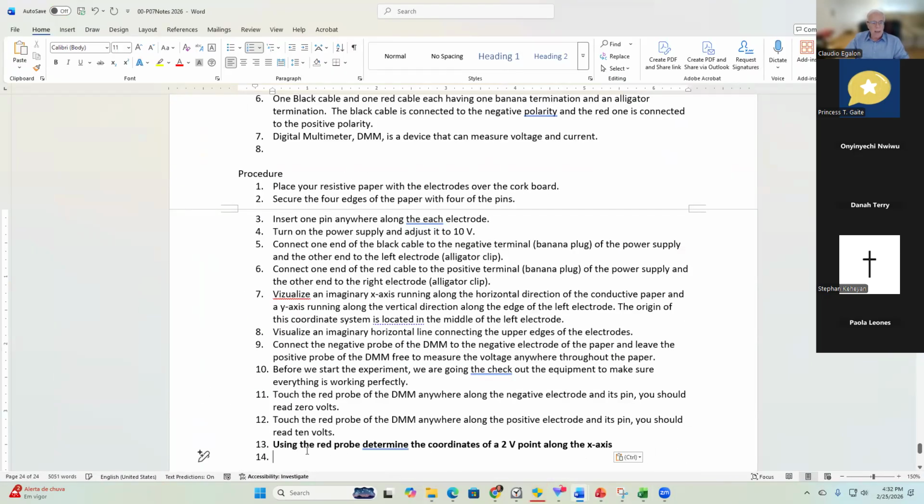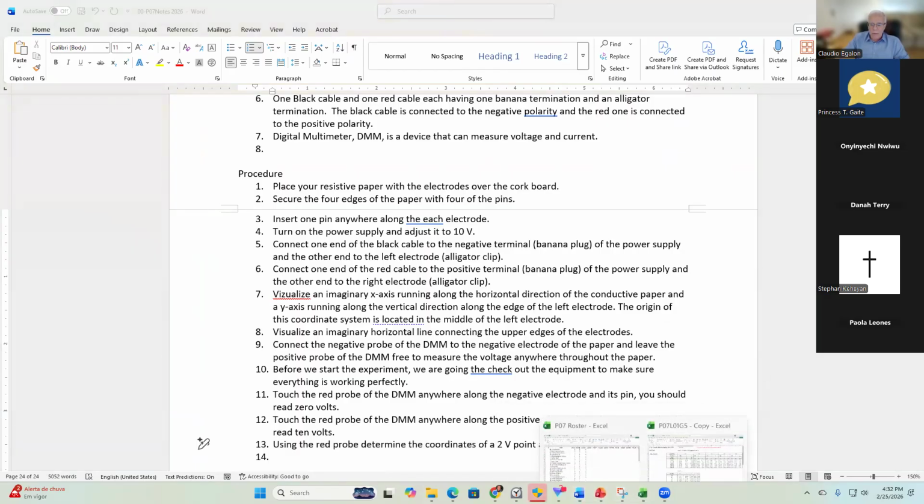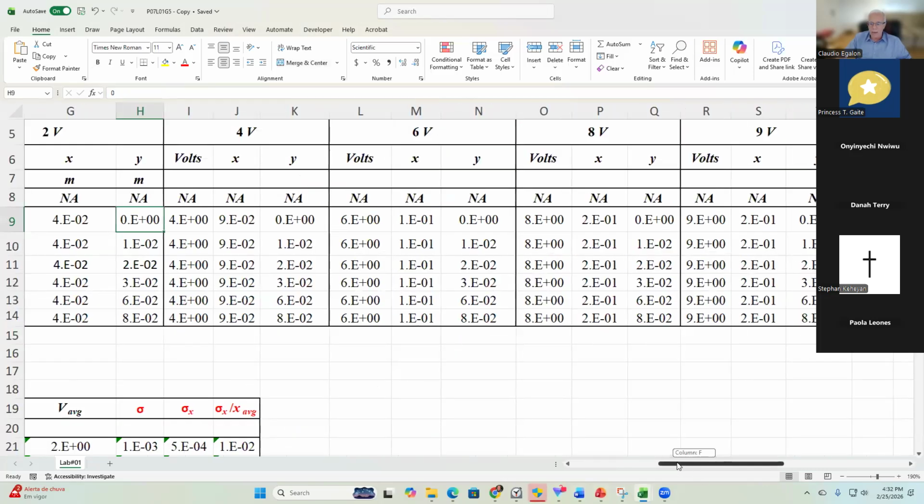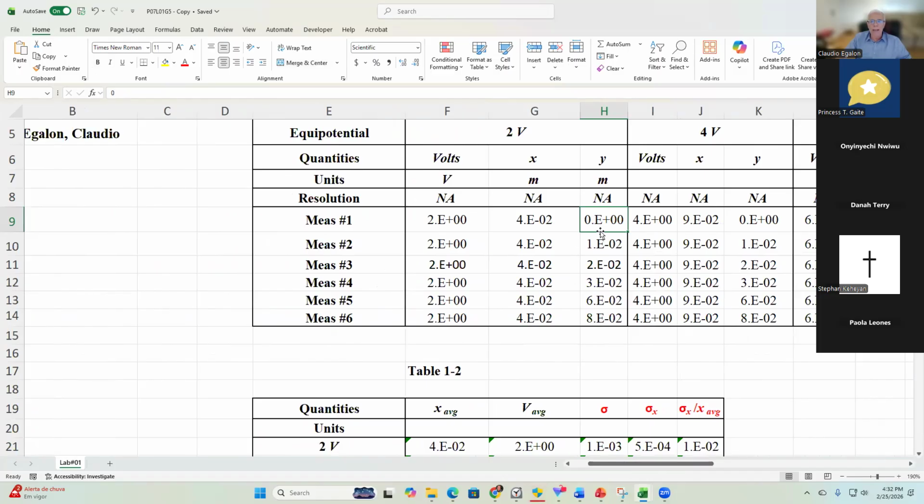Okay, using the red probe, determine the coordinates of a 2 volt point along the x-axis. Okay. And that's going to be, here you go back to your spreadsheet, right? Along the x-axis, the y is equal to 0. See that? So here you go. Here is my point along the x-axis where I found a voltage. It's not exactly 2 volts. It's going to be 2.028. Okay? It's going to be 2.028.